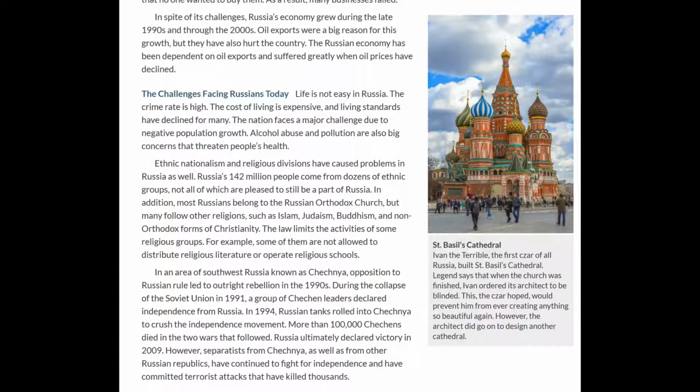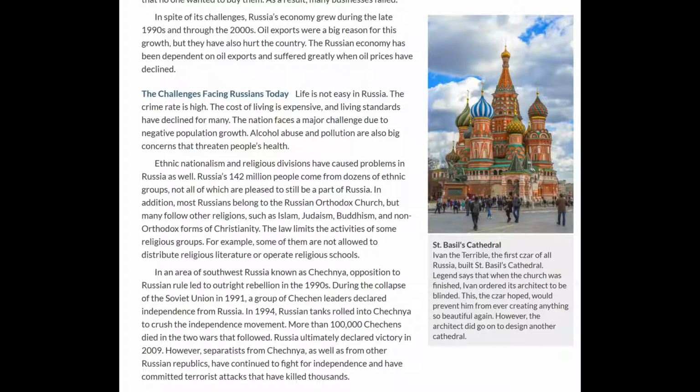Life is not easy in Russia. The crime rate is high. The cost of living is expensive, and living standards have declined for many. The nation faces a major challenge due to negative population growth. Alcohol abuse and pollution are also big concerns that threaten people's health.